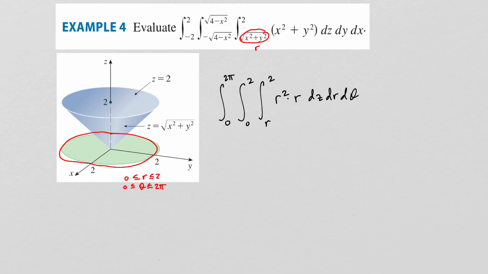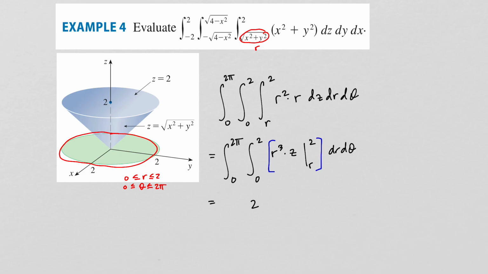Now I also made the substitution x squared plus y squared equals r squared, and then the change of variable gives us an r dr d theta. So this, of course, is r cubed. Integrated with respect to z is going to be r cubed times z. And when we plug in z equals 2 and z equals r, we are going to get 2r cubed minus r to the 4th. Now we'll integrate that with respect to r from 0 to 2, and then finally with respect to theta from 0 to 2 pi.